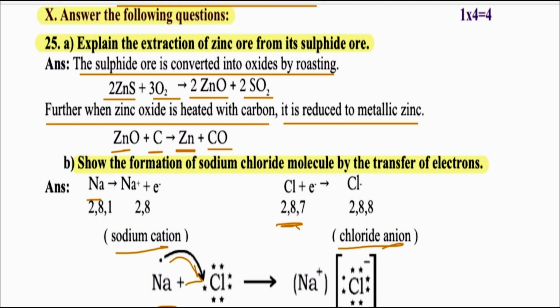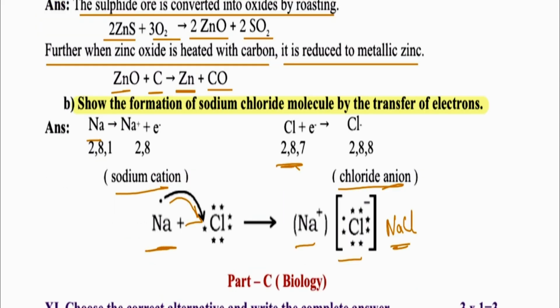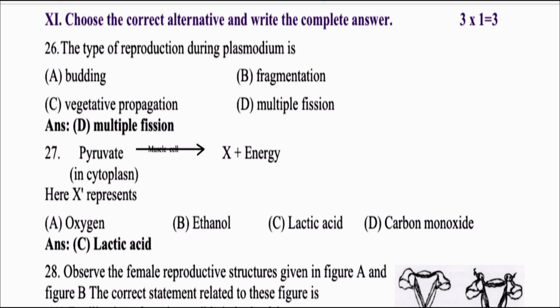Due to the opposite charges of Na+ and Cl- ions, they are bonded by electrostatic force of attraction to form the NaCl compound. Let's go to last part C, biology. 11th main, choose the correct alternative and write the complete answer.